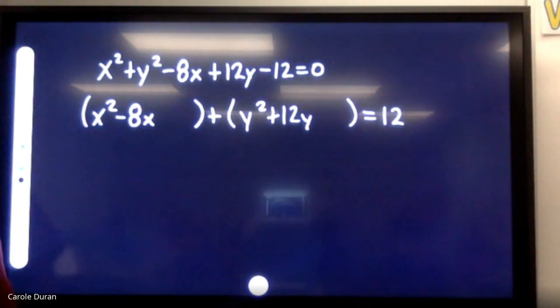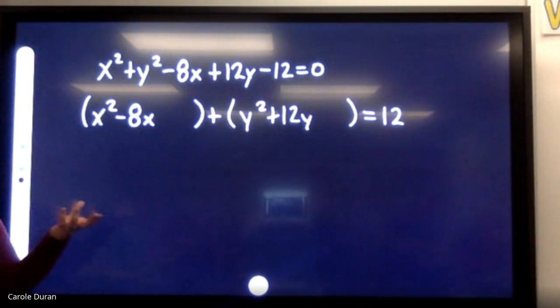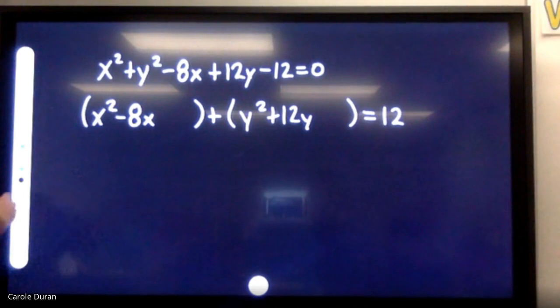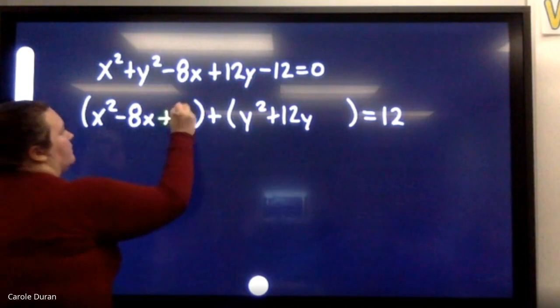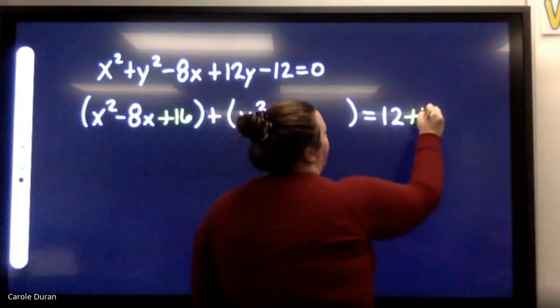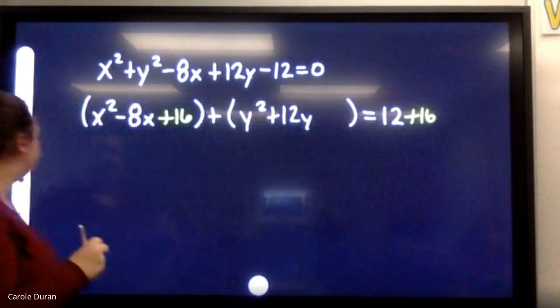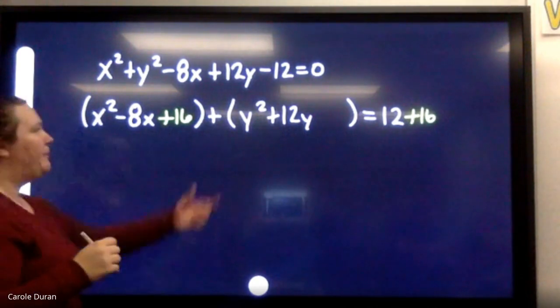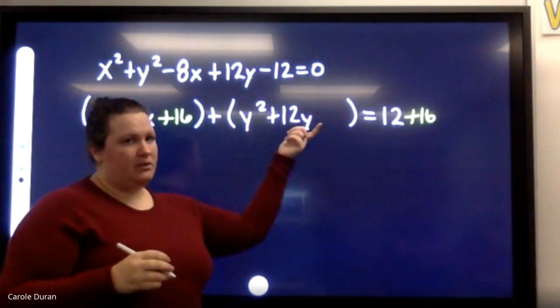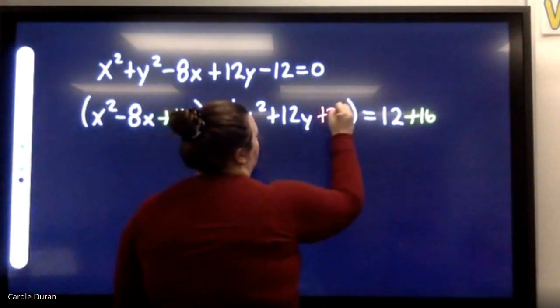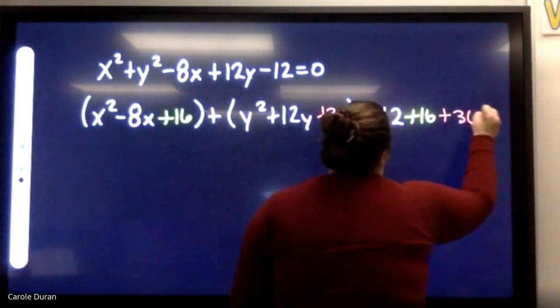Perfect. Now I have space to complete the square. So I'm going to complete the square on each of them. I'm going to do the x's first. What's half of negative 8? What's negative 4 squared? 16. What I do to one side, I also have to do to the other to keep it in balance. Then I go to my y's. What's half of 12? 6. 6 squared. 36. I add that to both sides.